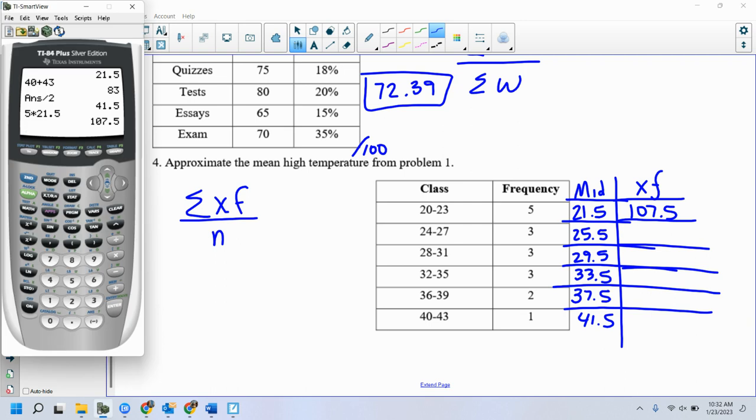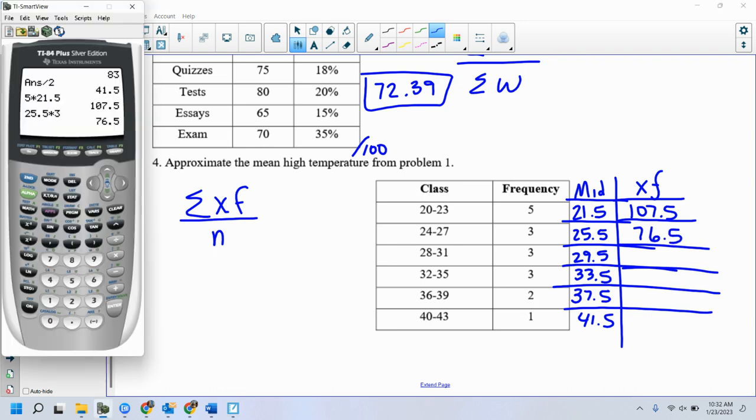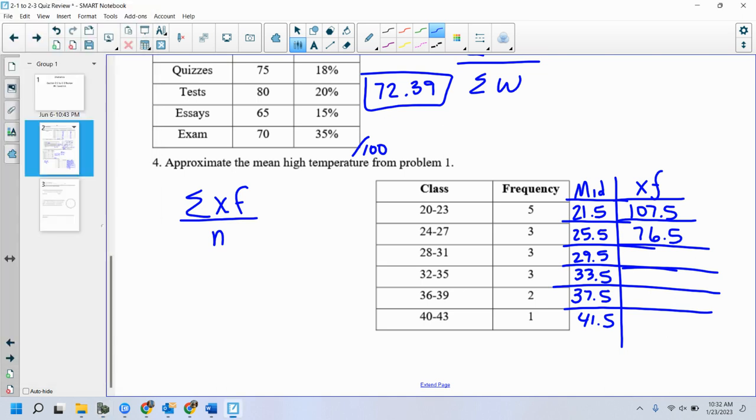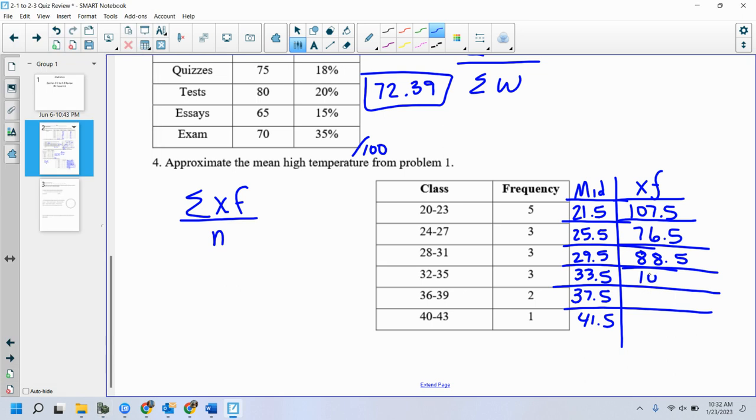And then we've got 25 and a half times 3, 76.5. And then we got 3 times 29 and a half. Again, statistics is a lot about staying consistent, not messing up. 3 times 33 and a half, which I tend to do when I try to talk and do math at the same time.